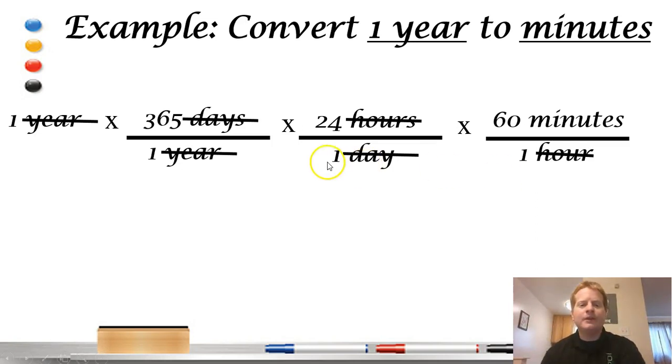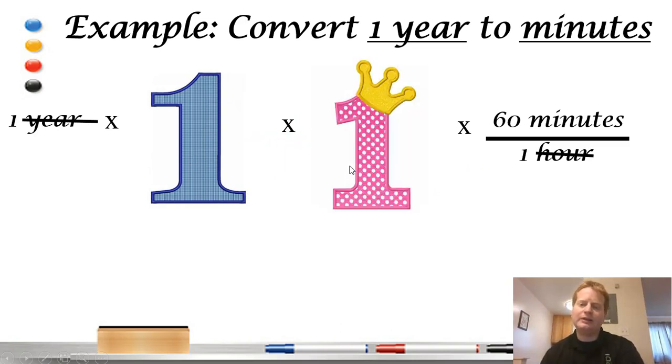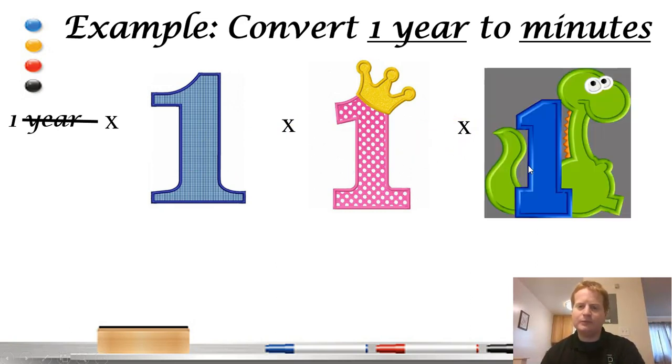And then does what's on top of each fraction equal in some way what's on bottom of each fraction? So there's 365 days in 1 year. So that comes out to number 1. Check. 24 hours in a day. So that comes out to another number 1. Check. And there's 60 minutes in an hour. So that comes out to another number 1. Right? A over B, if they're equal, is equal to 1. So that means we are setting it up right.